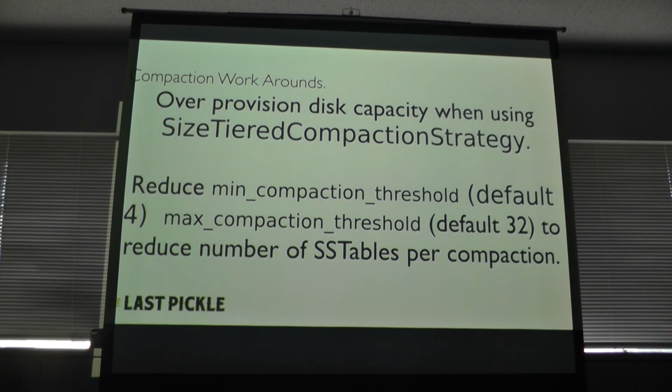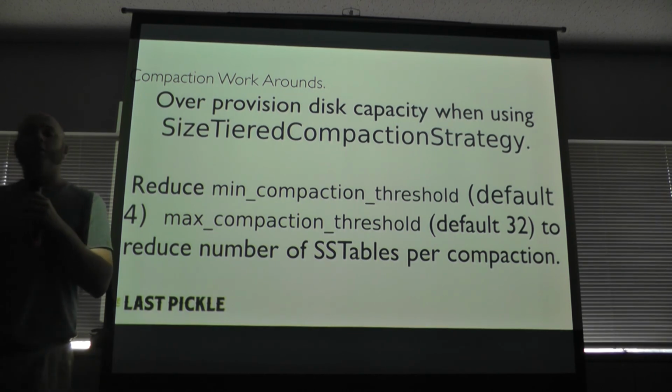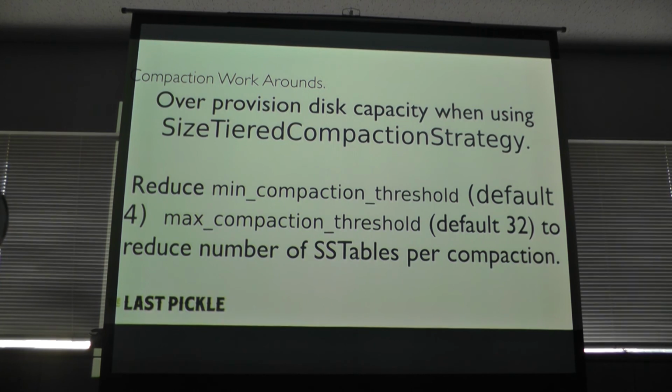Compaction, you need to over-provision your disks to make sure you've got enough free space. This is a problem that will never go away. You will need to have lots of free space on your disks. If you're in a situation where you've run out of disk space and compaction's not working, you can reduce the min compaction threshold and the max compaction threshold to reduce the number of SSTables that are included in each compaction, and therefore reduce the amount of free space needed. The downside of this is that compaction will be more frequent, and that may result in increased read latency as your disk I/O gets eaten up.